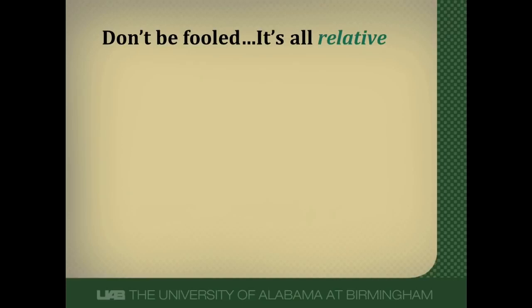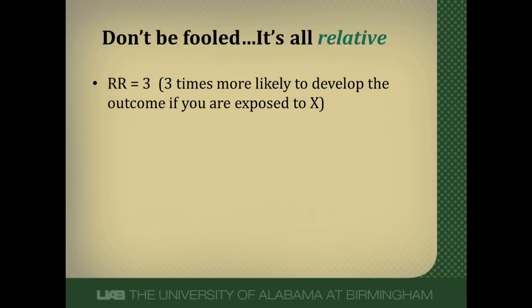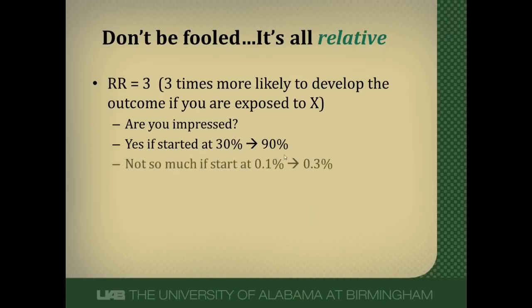But one thing you have to keep in mind is I keep using the term relative risk, and it is all relative. So a relative risk of 3 means you're 3 times more likely to develop the outcome if you're exposed than if you're not. But are you impressed by this number? Well, I'm impressed if the patient starts out at a 30% baseline risk and goes up to 90%. But I'm not so impressed if they start out at 0.1% and only go to 0.3%.